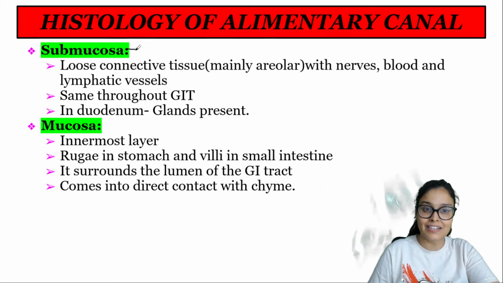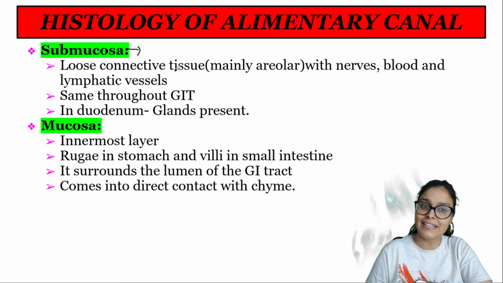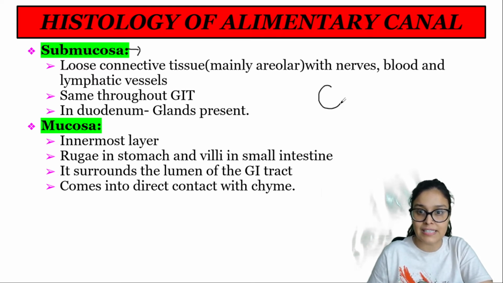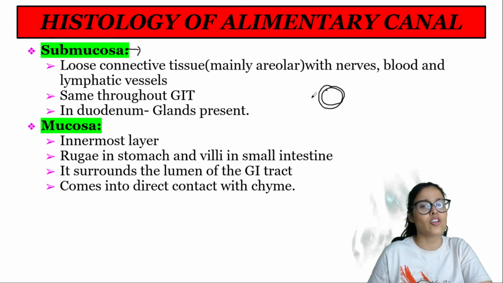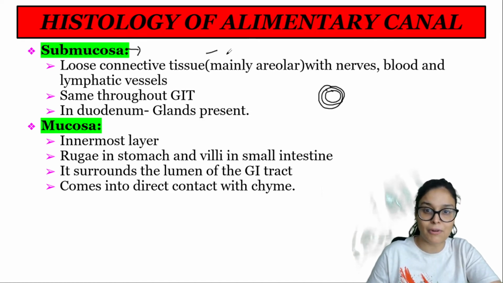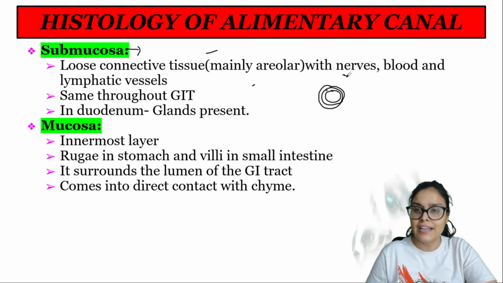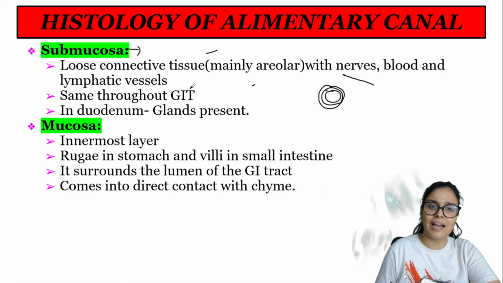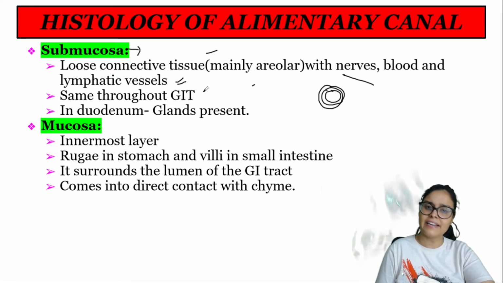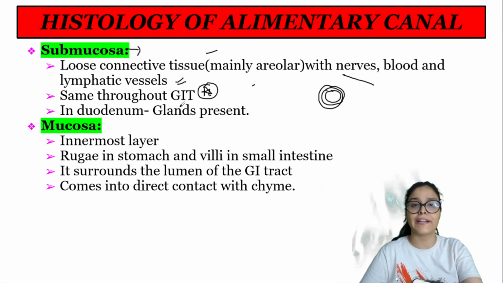Submucosa is the third layer, meaning if we go from the outermost, the third layer is basically the submucosa layer. So this is the serosa, muscularis, longitudinal and circular muscle, and then the submucosa layer. The submucosa layer is made up of loose connective tissue, areolar connective tissue. It has nerve supply, blood supply, lymphatic supply, and it is the same throughout the gastrointestinal tract.